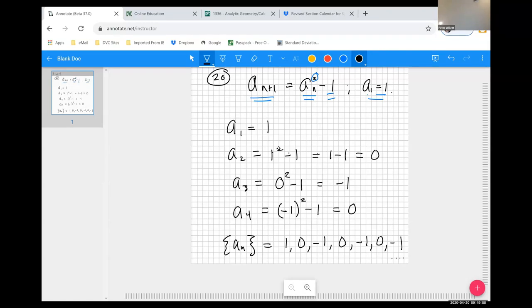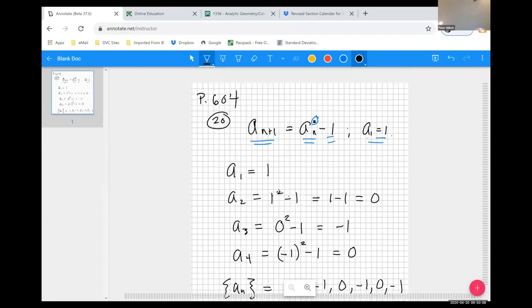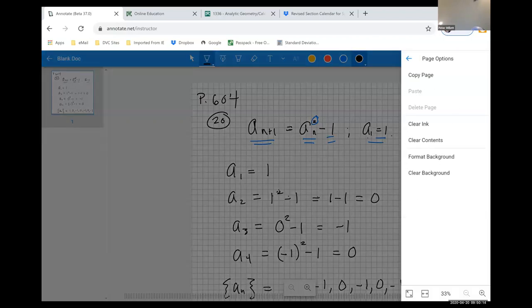And we'll do more than just this one for this section because they're a little bit shorter in this section. Okay. All right, so let's do this. Let's clear this page. We'll do another example.